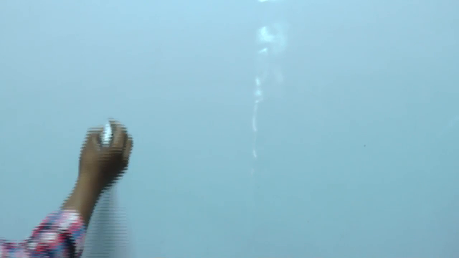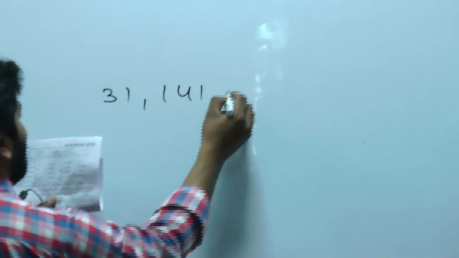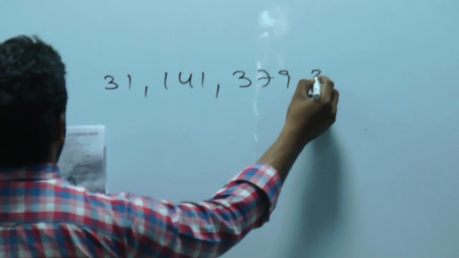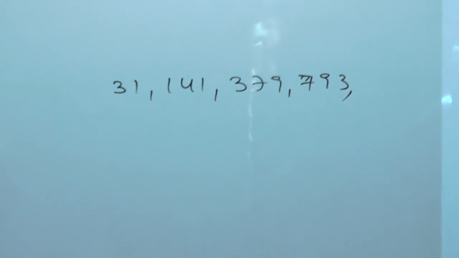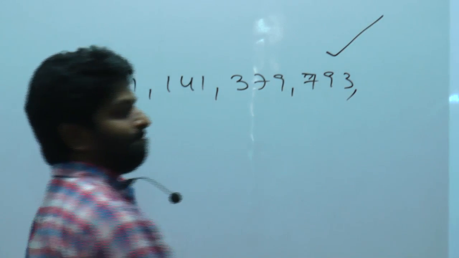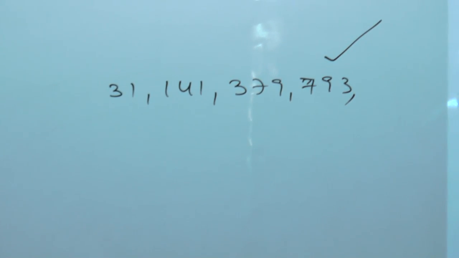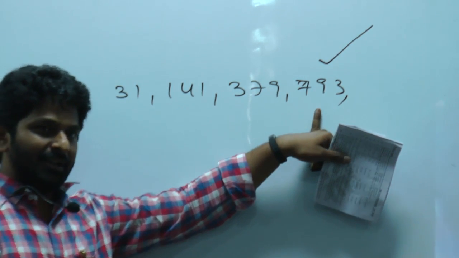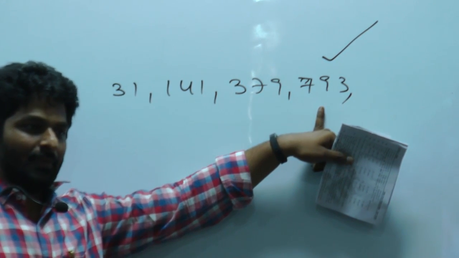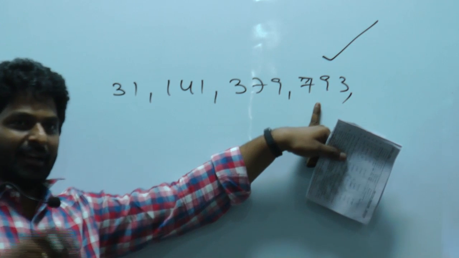Come on, next. 31, 141, 379, 793. Logic is here. Logic is there. What is the number which you can identify when you look at 793? What is 793? Nearest number?